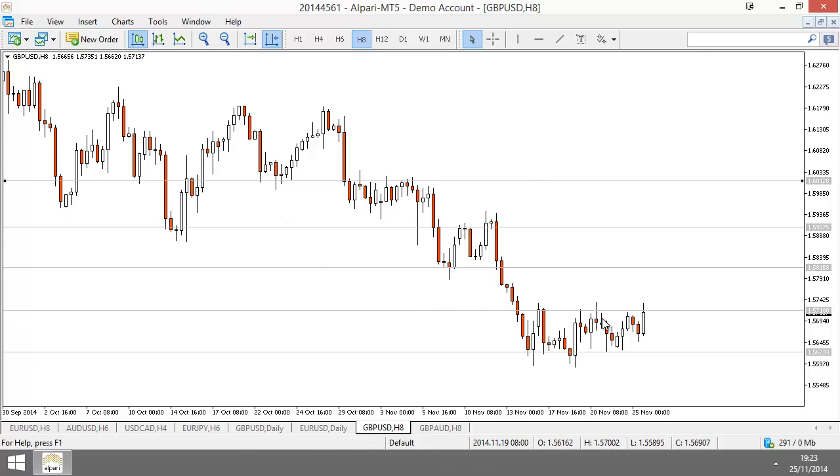Andy is asking, the distance between each support resistance area is very similar. Is that normal? Yeah, it pretty much is. You tend to find that support resistance areas are pretty evenly spaced for the most part.